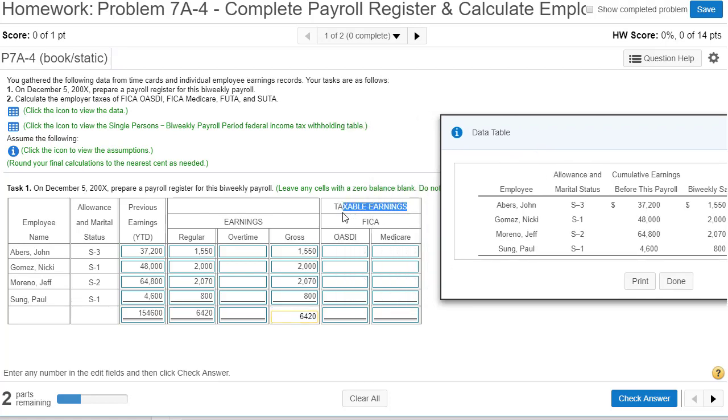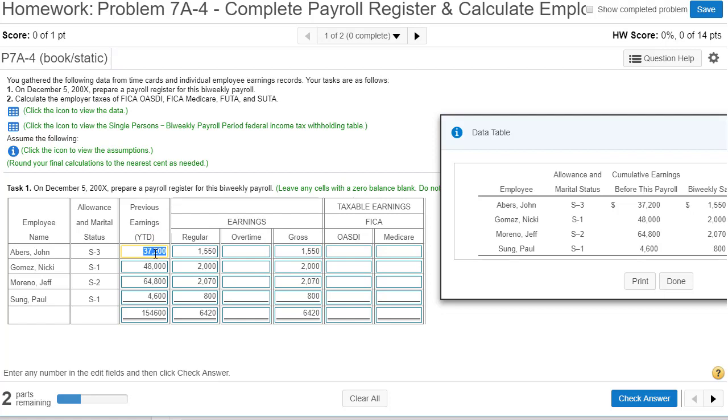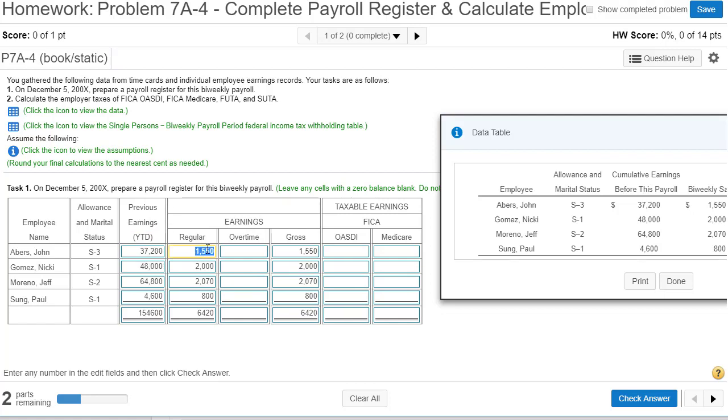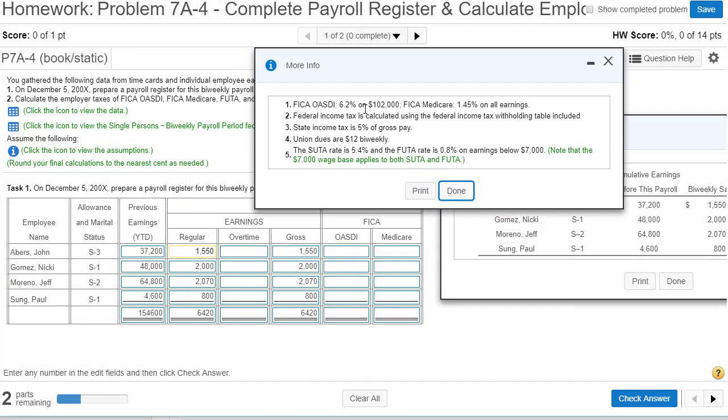Now notice this is important. It says taxable earnings. So this column, we're not calculating the tax yet. We're just going to calculate how much of the person's gross is taxable for first OASDI and then Medicare. We know that OASDI has a wage base of $102,000. So we're going to glance at the previous earnings year to date, and see if anyone takes their previous earnings, adds it to the regular earnings, will they be over the $102,000 limit? If you forgot what the limits are, they tell you right here: OASDI 6.2% on 102,000, etc.